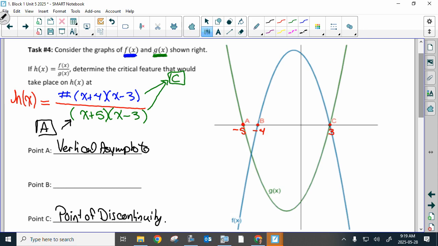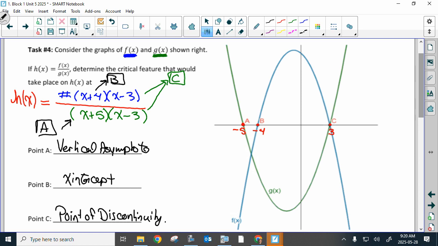That's the critical feature on h of x. What's going to happen at point B? This is the factor that came from point B. What does this factor give us? Say it louder, Brody. X-intercept.